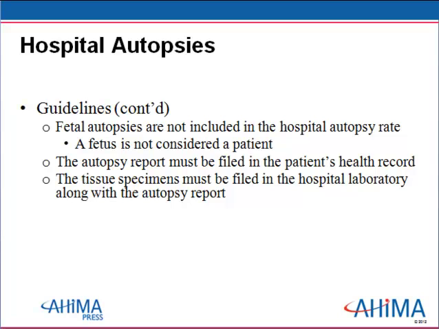The essential components for a hospital autopsy include the following. The autopsy must be performed by a staff pathologist or other delegated physician. There must be consent from the patient's next of kin or legal representative to perform an autopsy, which has to be filed in the patient's medical record. The autopsy report must be filed also in the patient's medical record. The tissue samples must be filed in the hospital lab along with the autopsy report.